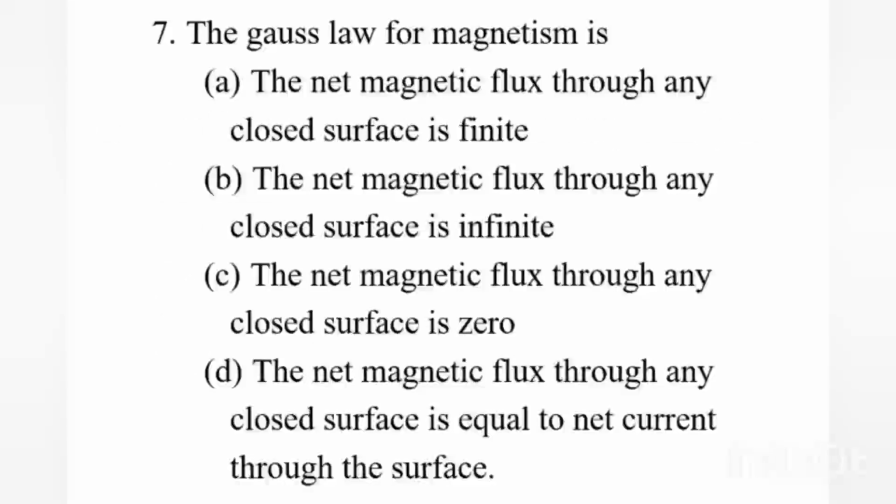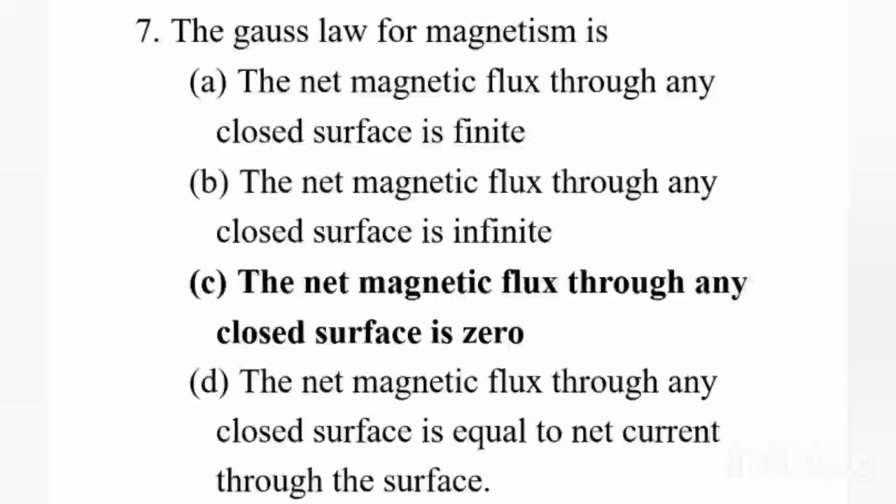Question number 7. The Gauss law for magnetism is option A, the net magnetic flux through any closed surface is finite, option B, the net magnetic flux through any closed surface is infinite, option C, the net magnetic flux through any closed surface is 0, option D, the net magnetic flux through any closed surface is equal to net current through the surface. Here the correct answer is option C. The net magnetic flux through any closed surface is 0.